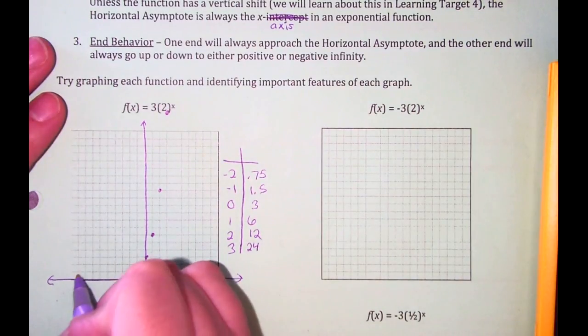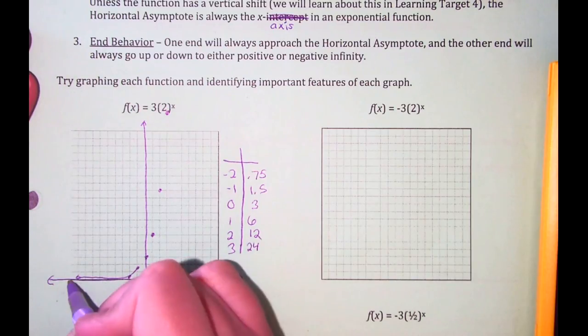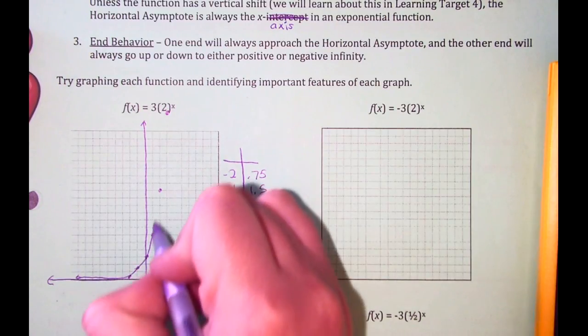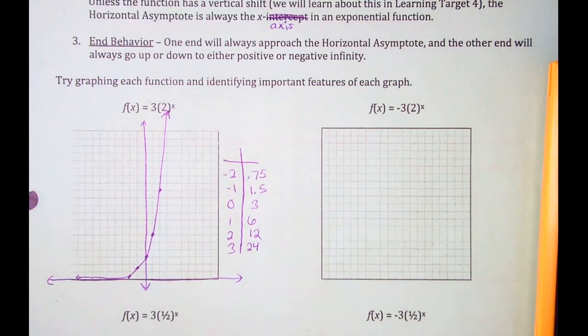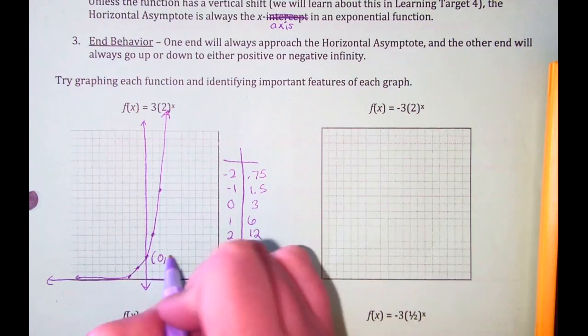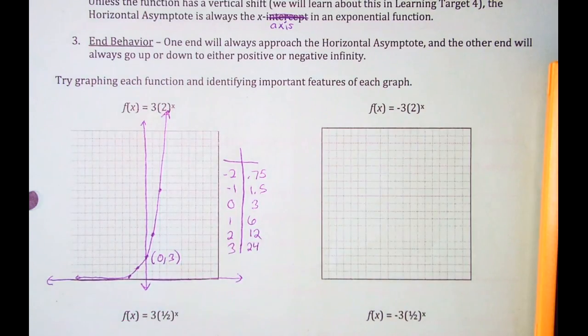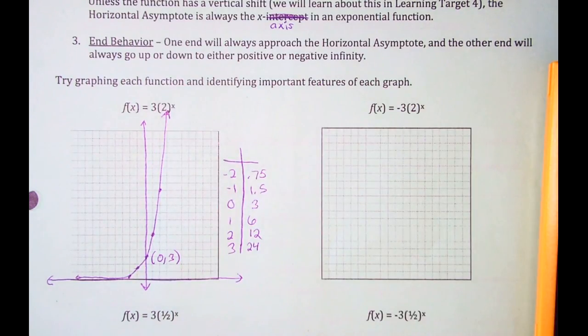So my graph is going to get closer and closer to the x-axis going to the left, and it's going to shoot up to positive infinity going to the right. I'm going to label my y-intercept. I'm going to recognize that that's the horizontal asymptote right there at the x-axis because it's never going to touch. And the end behavior here is going up to positive infinity.